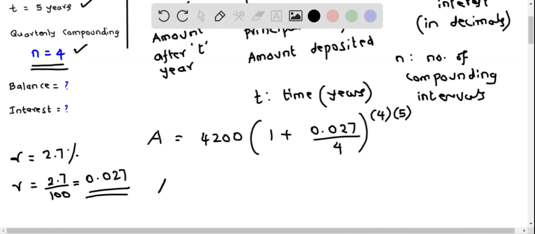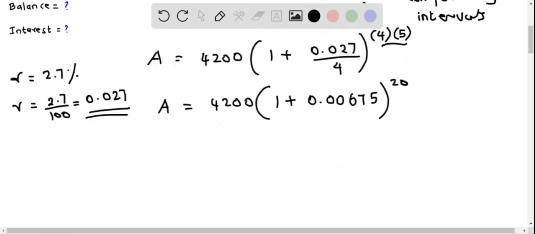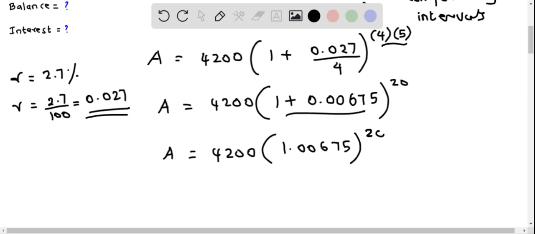We can evaluate this. So A equals 4,200 times, we divide 0.027 by 4, and we get 0.00675, plus 1, and this has to be raised to the power of 4 times 5, which is 20. Now let's simplify and evaluate. So we get A equals 4,200 times, when we add this, we get 1.00675, and this has to be raised to the power of 20.